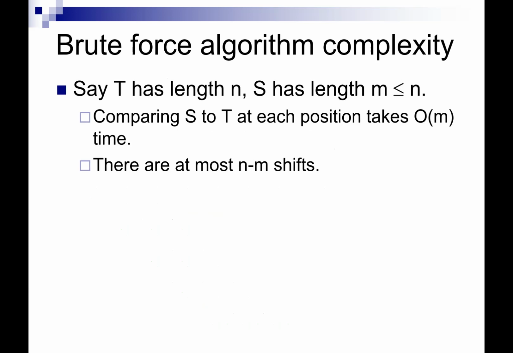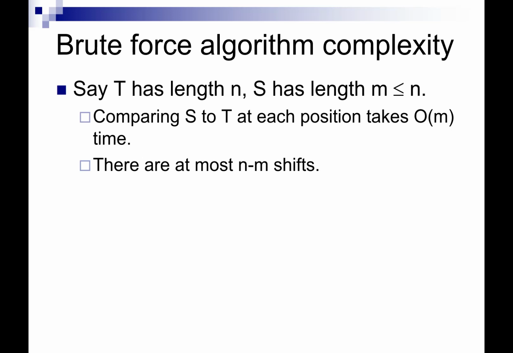Okay, so the problem with this algorithm is that it's too slow. For example, if T has a length of n and S has a length of m, we're going to assume that the string S is smaller than T, or at most the size of T. Otherwise, S is definitely not a part of T. So we're going to assume that S has length m, which is at most n.